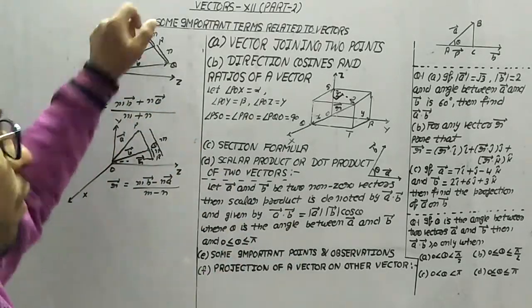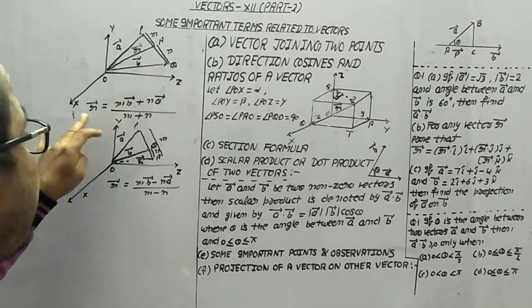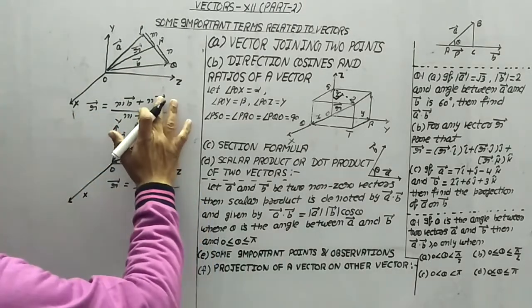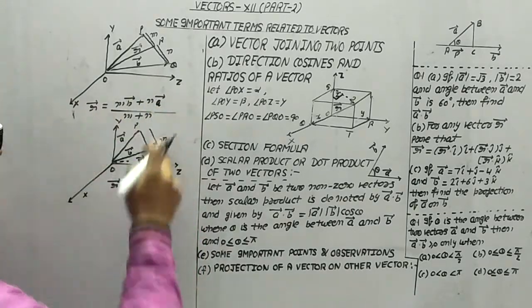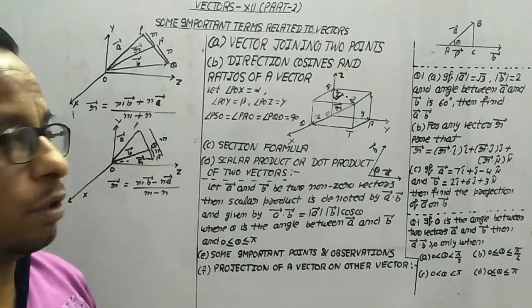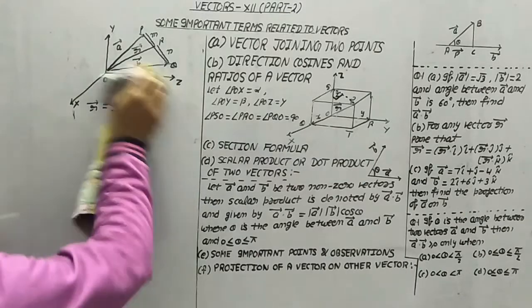If this ratio is 1:1, then we will get the midpoint formula, and R is given by (vector A plus vector B) upon 2. So this is the way to write down a section formula in the case of vectors.